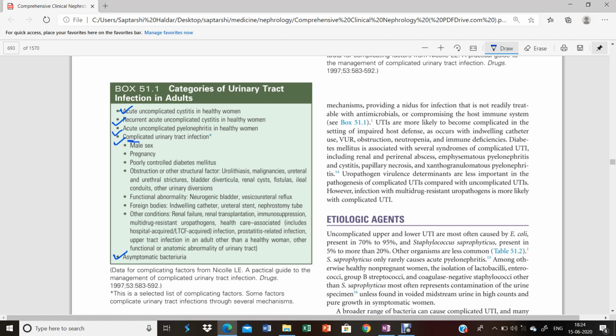When does complication happen? In a male patient there is a high chance, in pregnancy there is a high chance, and in poorly controlled diabetes mellitus the patient has a high chance of developing complication. Obstruction, whether renal cyst, fistula, stone, malignancy or stricture, will lead to complicated UTI. Functional anomaly, such as neurogenic bladder, and any foreign body also cause complication. These are the categories that cause urinary tract infections.